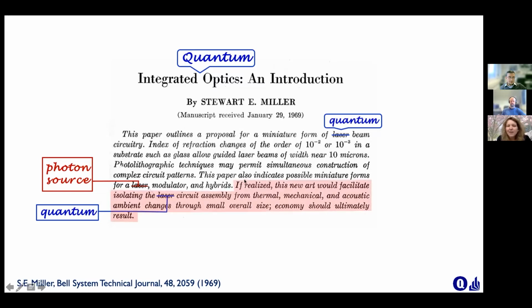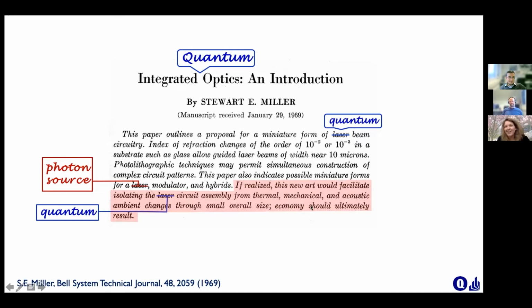And then let me read the last sentence, because I really love it, because it reads very modern. "If realized, this new art would facilitate isolating quantum circuitry assembly from thermal, mechanical, and acoustic ambient changes through small overall size." There you see already what we want to achieve with integrated quantum optics. "And then economy should ultimately result."